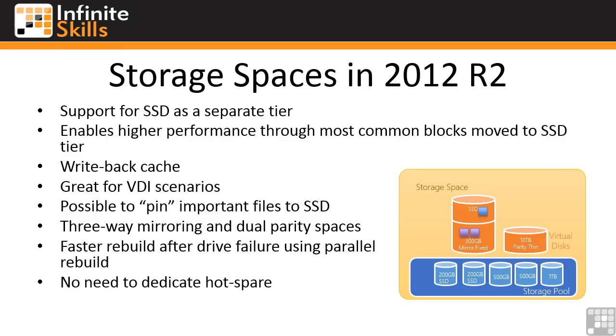Faster rebuild is also available in the Windows Server 2012 R2 storage spaces, as now instead of having to recreate all of the lost data on the disk that failed, it will actually rebuild in parallel across all the disks in the storage space where space is available. So now I get all of the IOPS of all of the other disks, so I don't need that dedicated hot spare anymore.